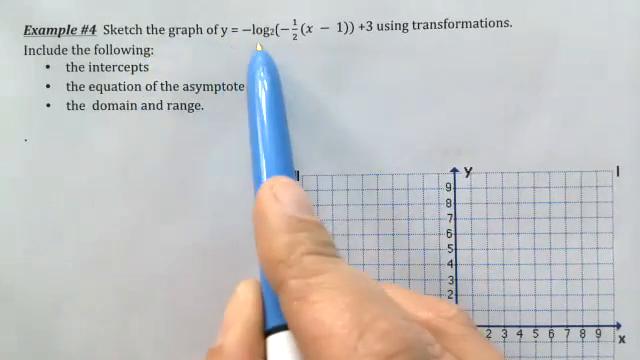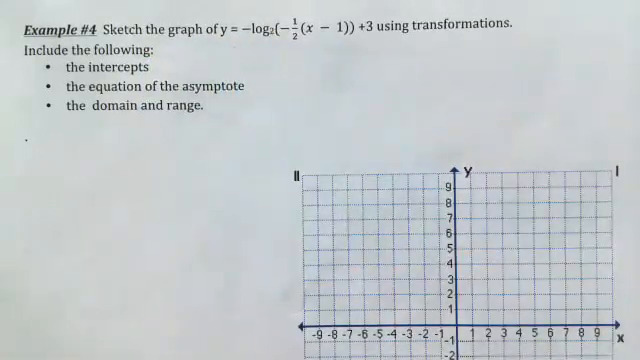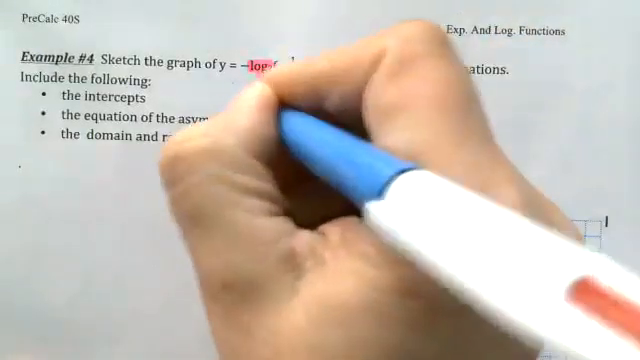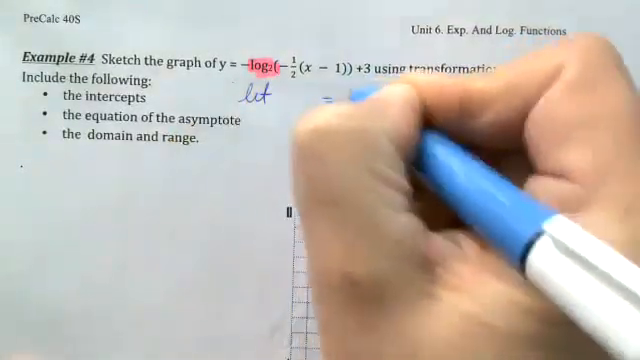So y equals negative log 2. Notice log base 2 there. That's your type of function. So you can write it. Who wants to name the function?